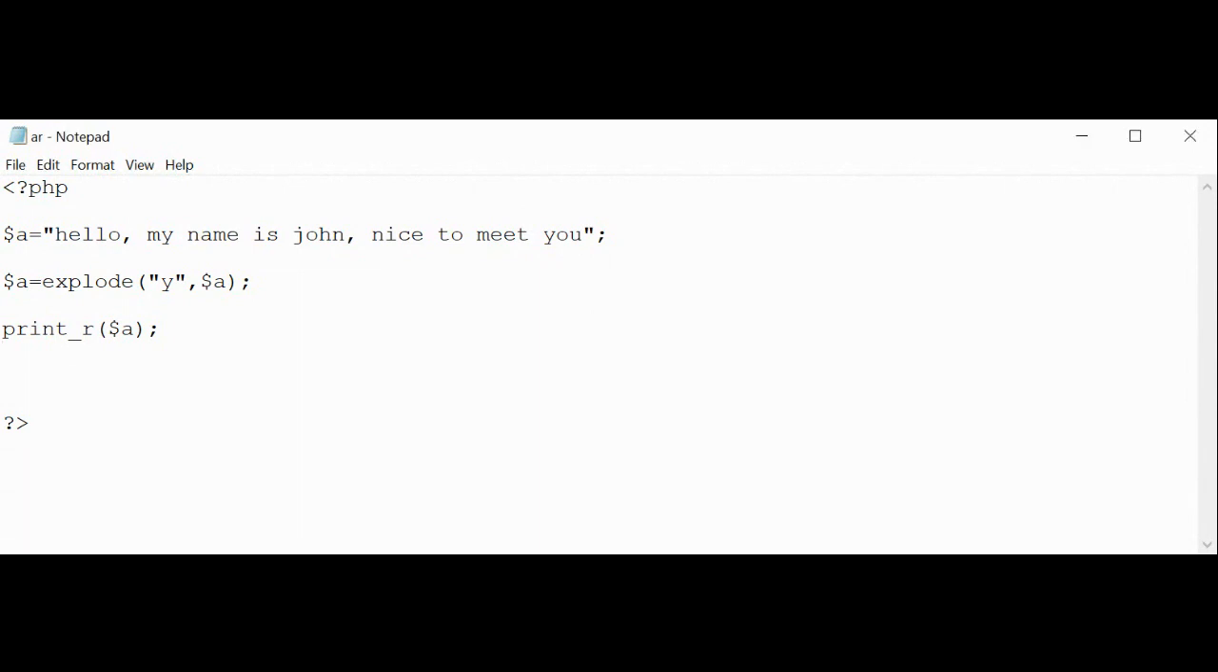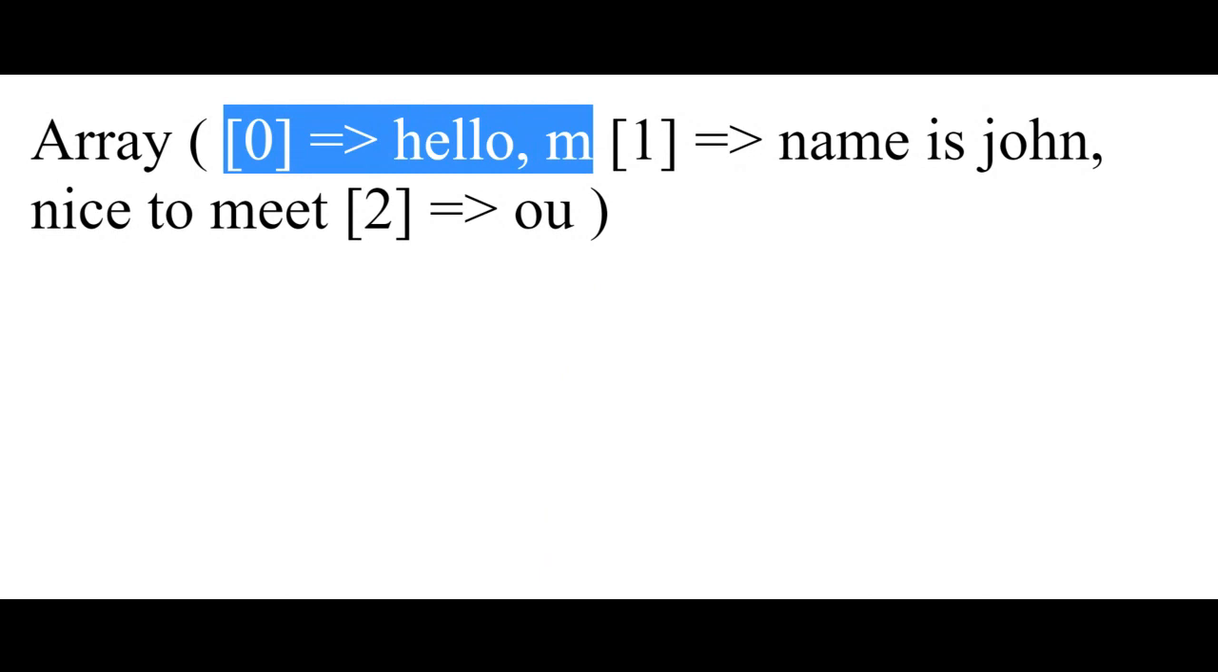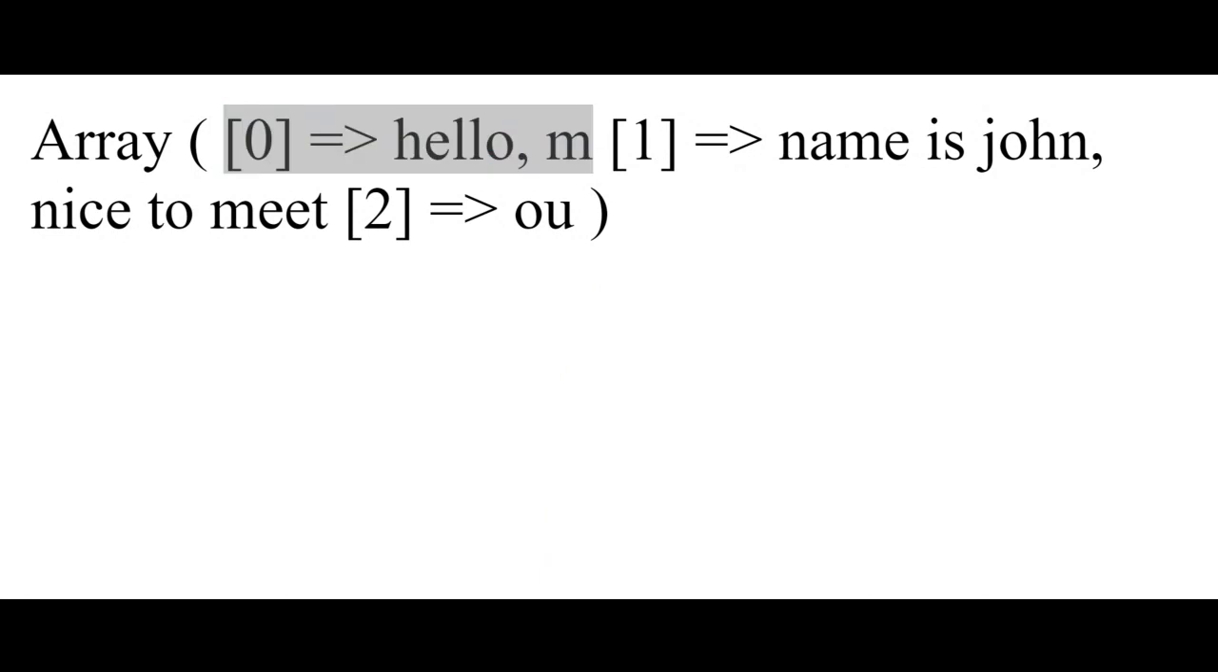I'll show you the screen. I just run it. Okay, if you see here, 0 is hello, comma M, right? Based on the code, hello, comma M, and then Y is not taken, and then the name is John. Nice to meet, and then Y is not taken, then OU, right? So you can see here M, Y is not taken, U, Y is not taken, right? You need to understand these things. This is very, very important.